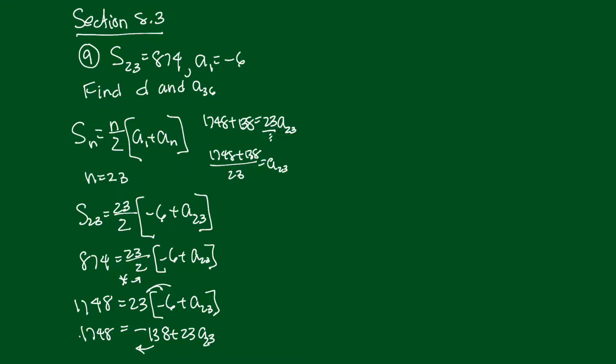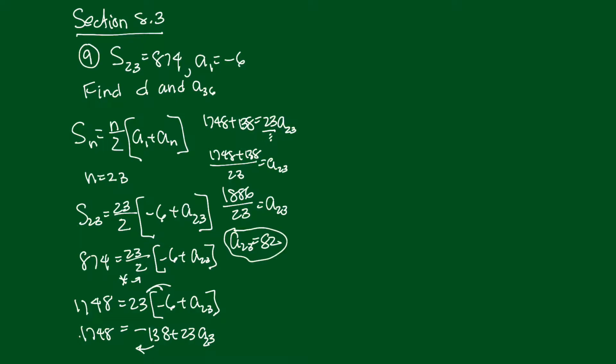So I'll do this on my calculator. So when I add those top numbers together, I get 1886 divided by 23. That's the 23rd term. And when I make that division, I get a sub 23 is equal to 82. All right, so I've got the 23rd term, which is 82.